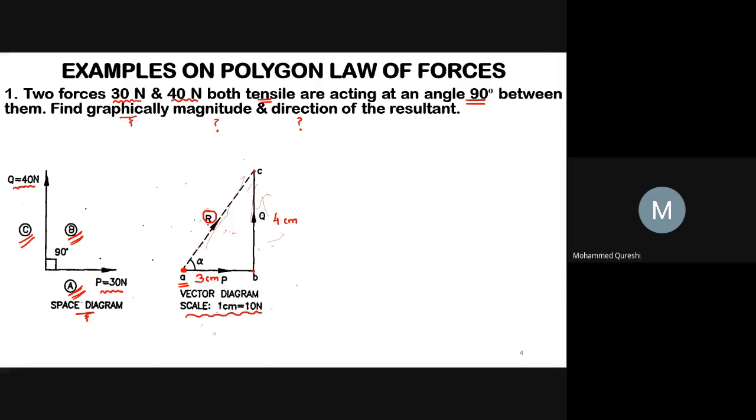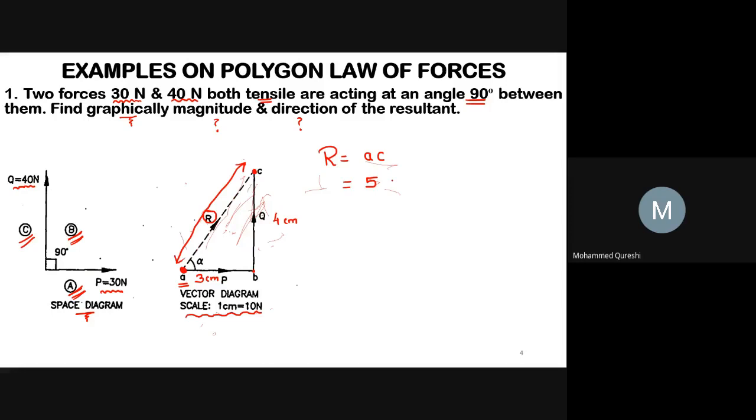So by this way you have to create your vector diagram using your scale. Now we will write here capital R equals to, we know that capital R equals to AC. So value of AC. Now we have to put our scale at this point till this point, and we have to measure this distance on your scale.